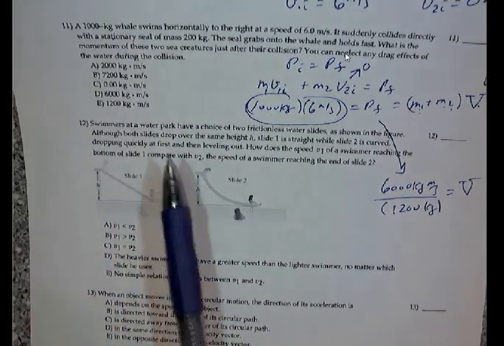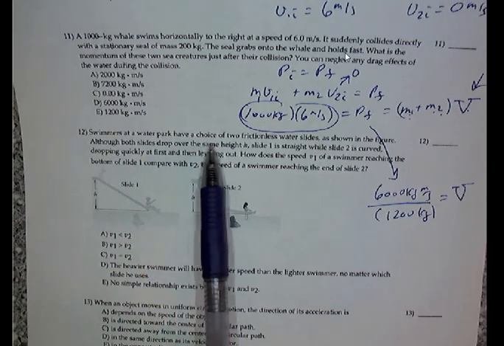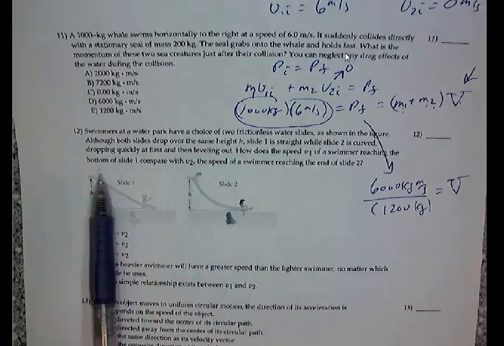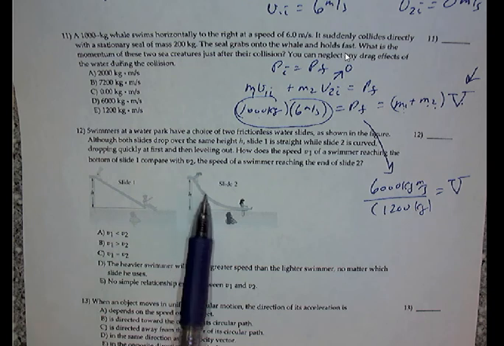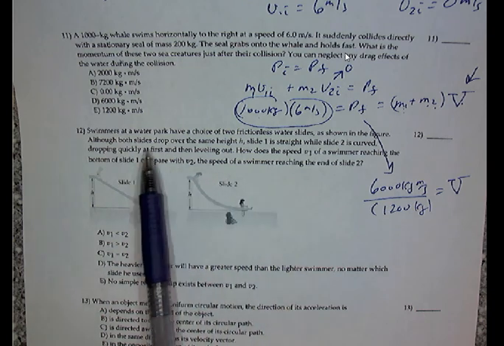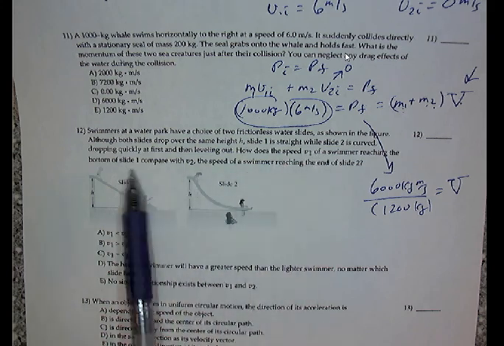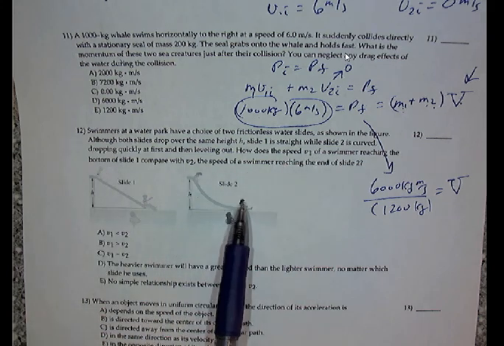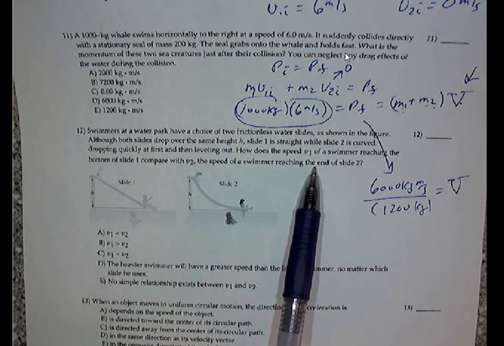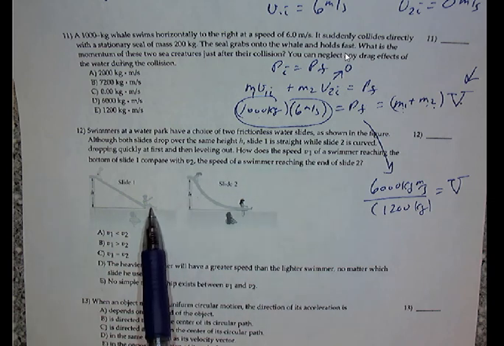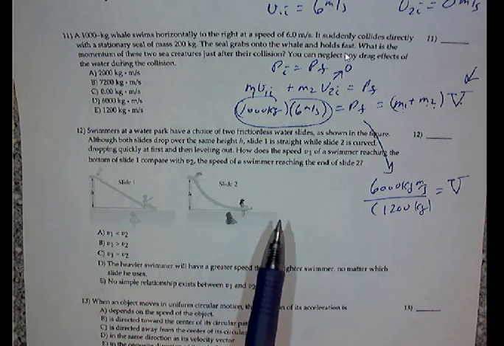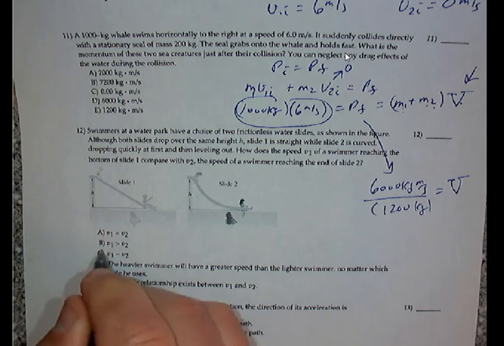Let's look at the next one. Swimmers at a water park have a choice of 2 frictionless water slides. So this one goes straight down. This is more of a curved path. Although both slides drop from the same height, as it says here, this one's straight down, this one's curved. How does the speed of swimmer 1 compare to the speed of swimmer 2 at the bottom? Well, it turns out that they're going to be the same.